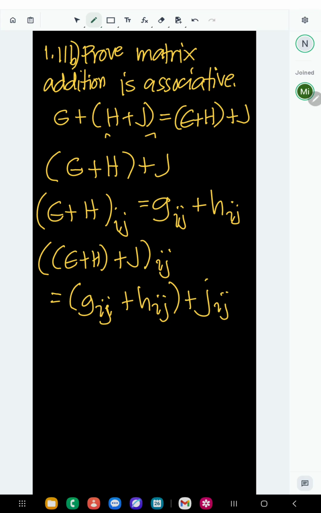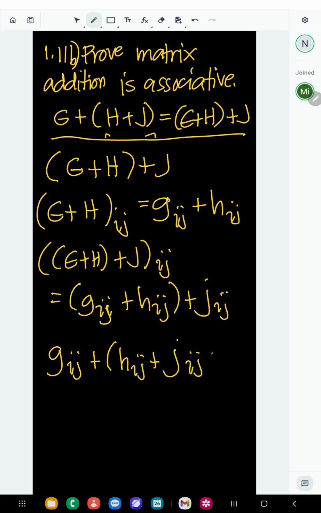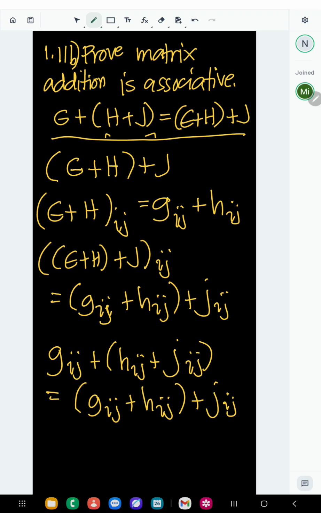And then we apply associativity of numbers from ordinary arithmetic. Addition of numbers is associative, so we plug in everything here. So that is (G sub ij plus H sub ij) plus J sub ij equals G sub ij plus (H sub ij plus J sub ij). Right? Okay.